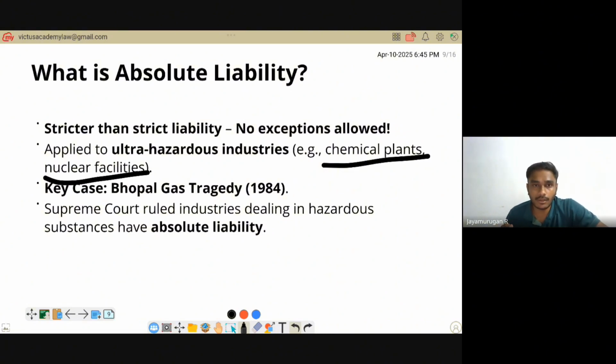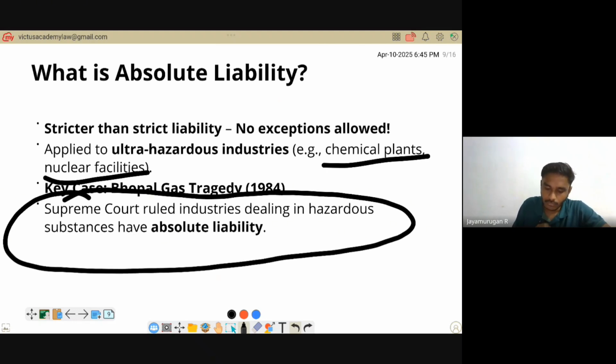One of the famous cases or tragic incidents where this concept of absolute liability was applied is the Bhopal gas tragedy of 1984. I think most of you would have heard about this case. In this case, the Supreme Court ruled that industries dealing in hazardous substances have absolute liability.